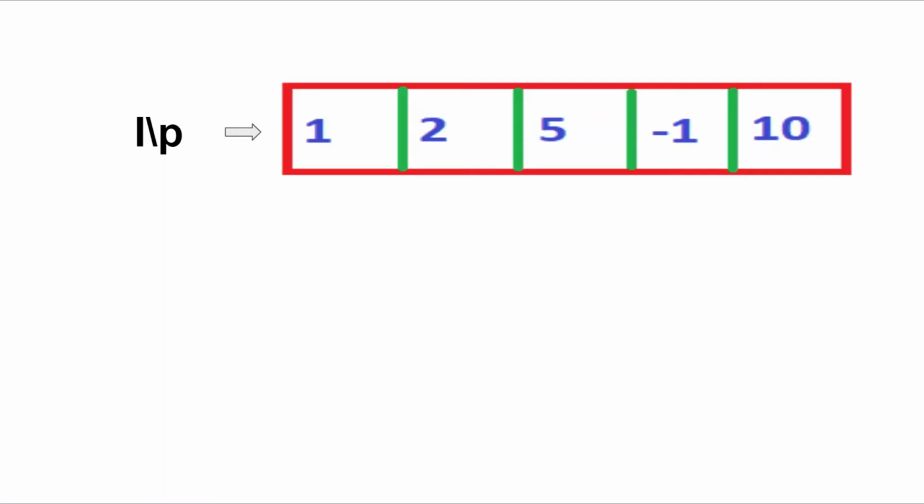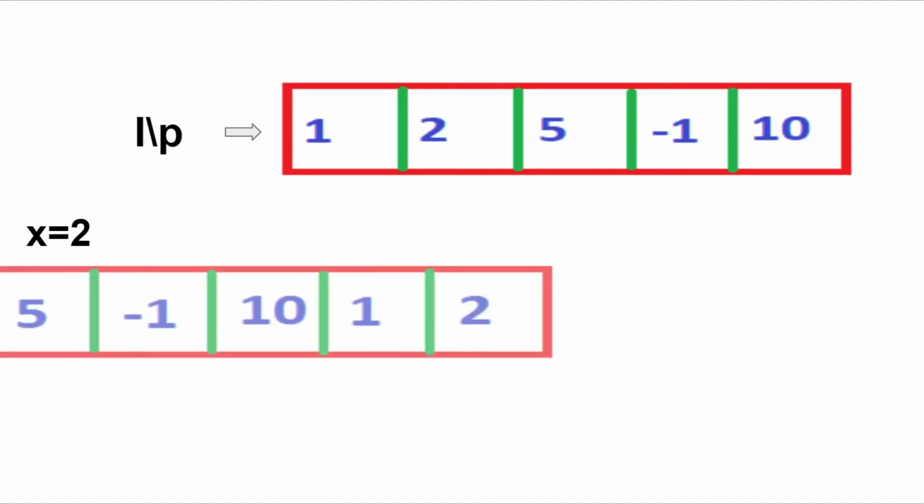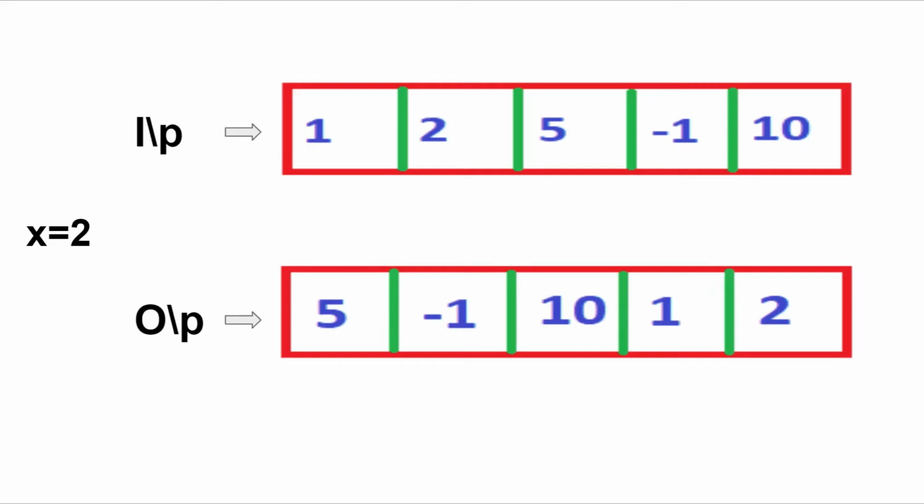Consider this as our input array with array elements as 1, 2, 5, minus 1 and 10. Now if we have x equals 2, that is the places by which we want to left rotate our array, then our output will look something like this: 5, minus 1, 10, 1 and 2, where we can clearly see that every element is rotated 2 times in the anti-clockwise direction, that is, left rotation by given places, which is 2 in this case. So now let us see the approach to handle this problem.